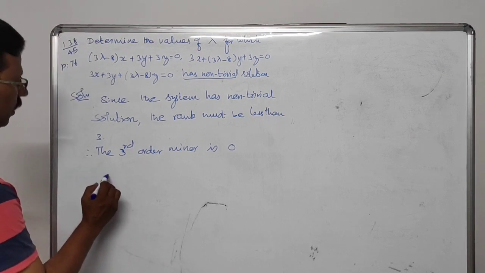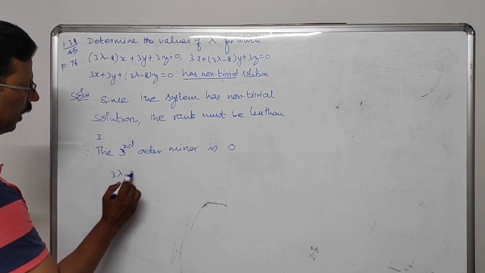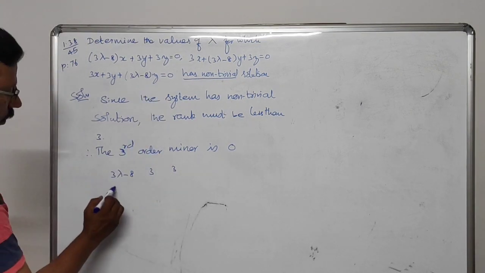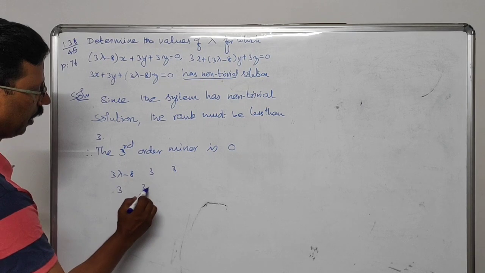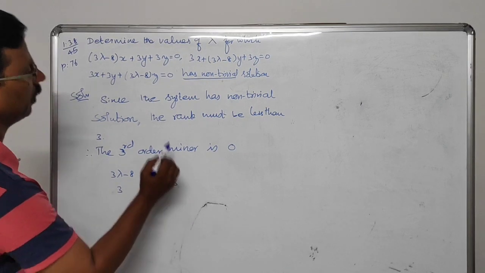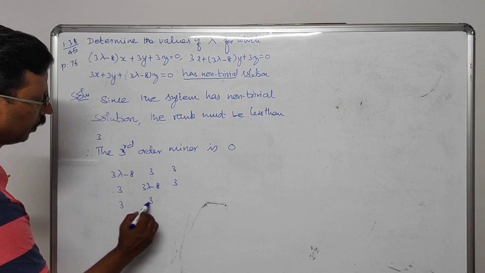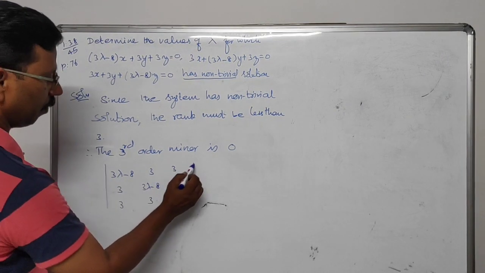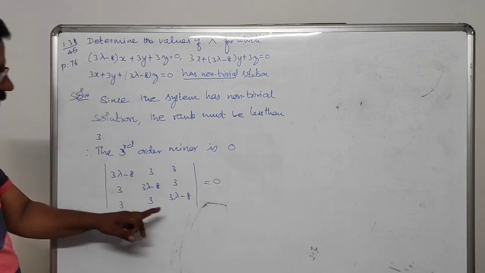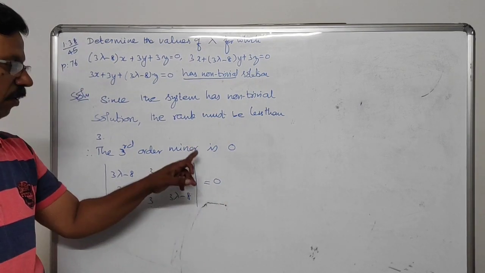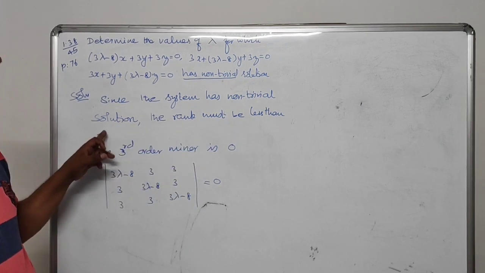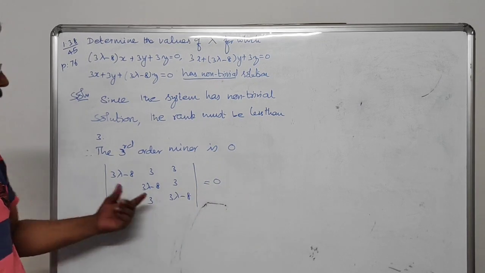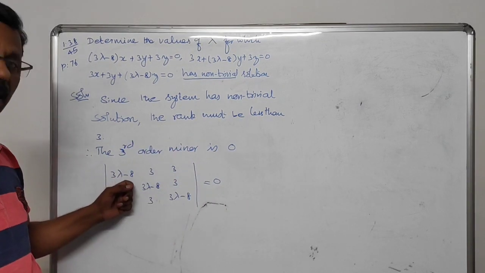See here, this is 3 lambda minus 8 and 3, and this also 3. The next one, 3, lambda minus 8, then 3. The next one, 3, 3, lambda minus 8. This determinant value must be equal to 0. If this is not equal to 0, definitely rank will be 3. Here the rank is not 3, so definitely this third order minor will be equal to 0. Now by solving this one, you can find the value of lambda.